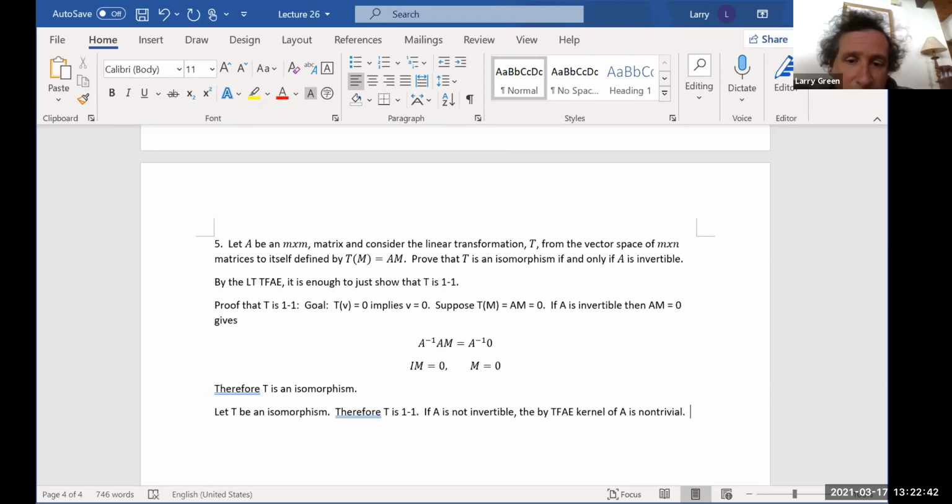Any questions on that? Okay, well, if the kernel of A is non-trivial, then let M be the matrix of non-zero columns that are all in the kernel of A. Then what is AM? If M is a matrix whose columns are all in the kernel of A, and you take A times that matrix, what do you get?